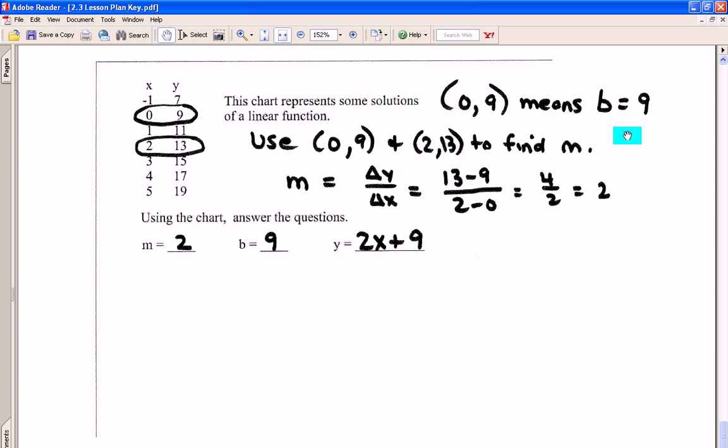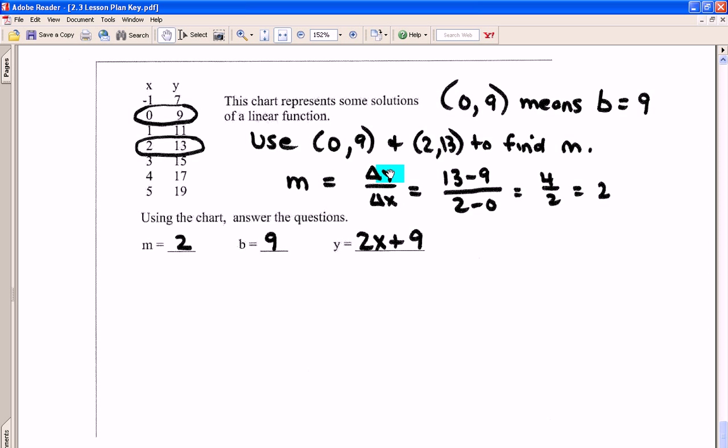Now, to find the slope of a line, which is missing here, you need two ordered pairs. Well, I already have the 0, 9 as one point I'm using. I'm going to go to my chart and pick another point. And it doesn't matter which one I pick, I'll choose the ordered pair 2, 13. I can use any.